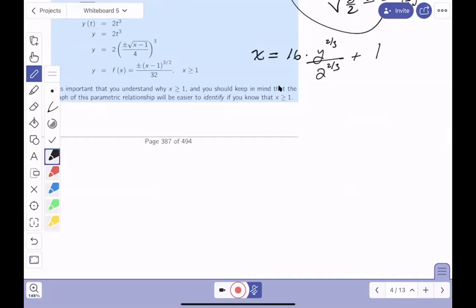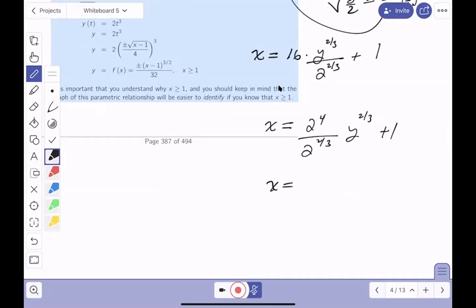All right, I'm going to keep going through this. X equals, well, 16 is 2 to the 4th, right? And that's going to be 2 to the 2/3 on the bottom. I'll simplify that later, and then get y to the 2/3 plus 1. All right, let's keep going. It's more difficult. I realize that. What do you get over here?